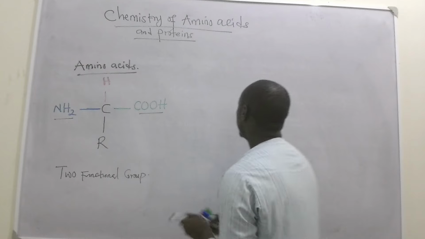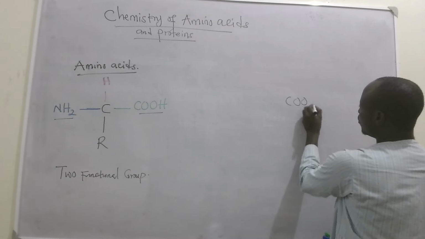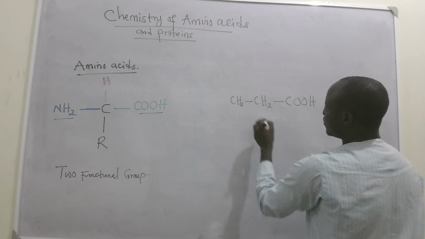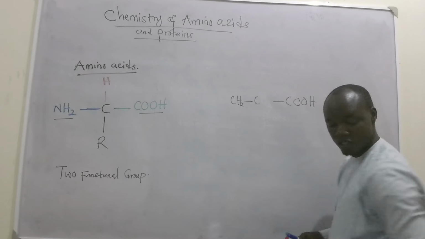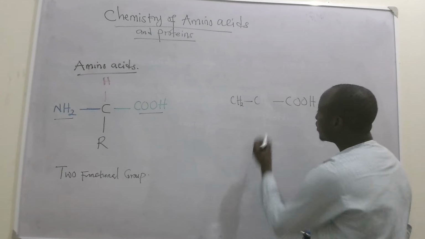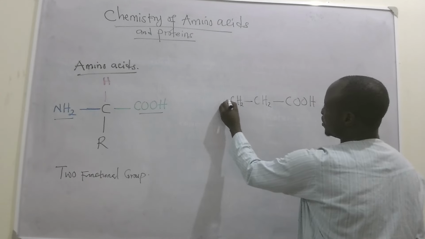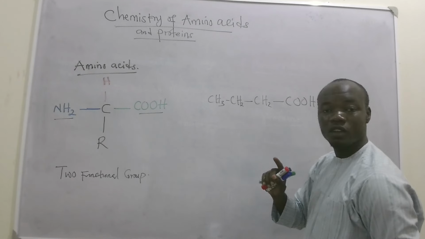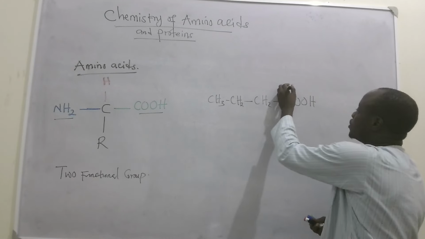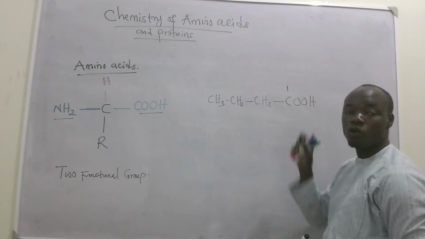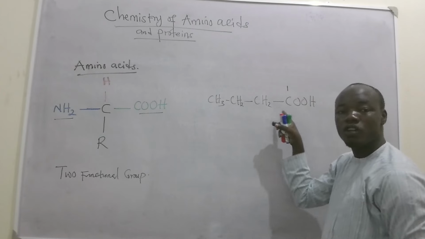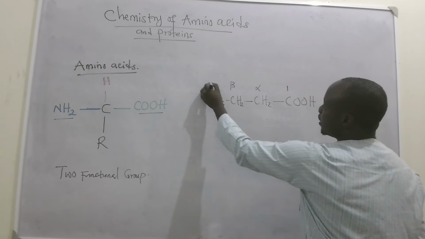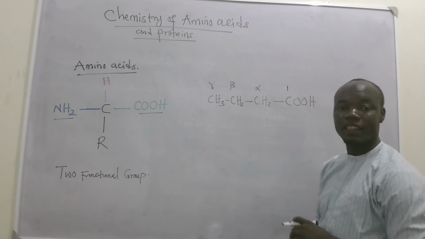So generally we have ways of naming carbon. For example, if we have COOH like this, and we have a carbon here, CH3, another carbon here, CH2, maybe another one, CH2. If you want to number these carbons, we usually start from the carboxylic functional group, which we call carbon 1. The carbon next to the carboxylic group is called alpha carbon, followed by beta carbon, and then gamma carbon. So the naming follows like this.